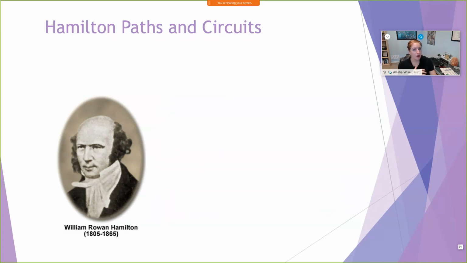So today we're going to introduce Hamilton paths and circuits. We talked about Euler paths and circuits in part 1. Today we're going to switch over to Hamilton.